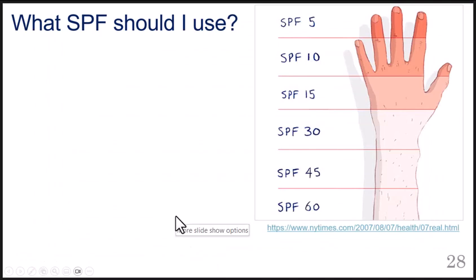And then a side note about SPF. SPF stands for sun protective factor, and it refers to really this theoretical amount of time that you can stay in the sun without getting sunburned when you put SPF on your body. So for example, an SPF of, let's say, 15 would allow you to stay in the sun 15 times longer than you could without protection.